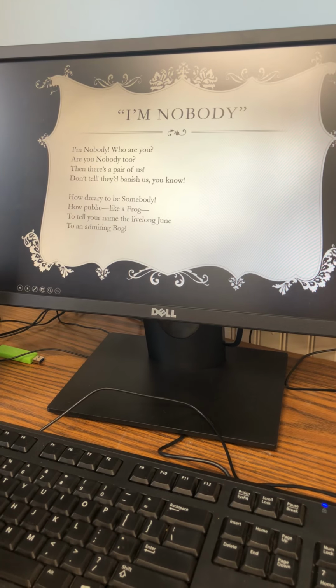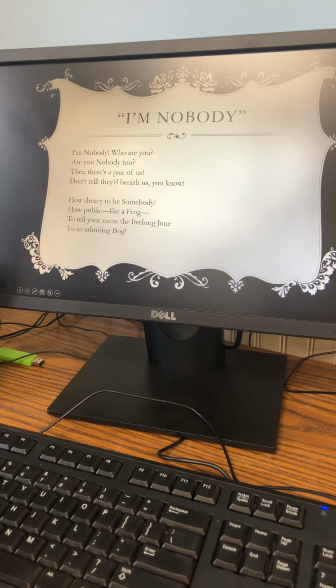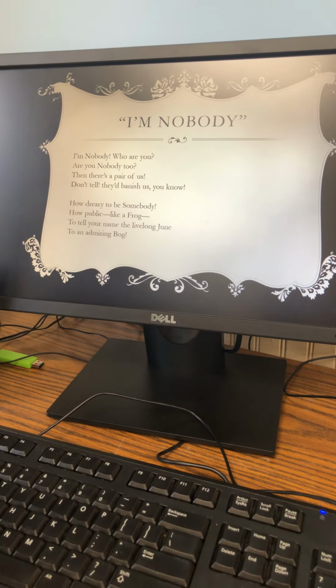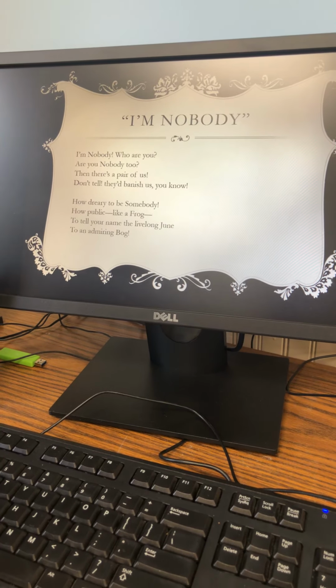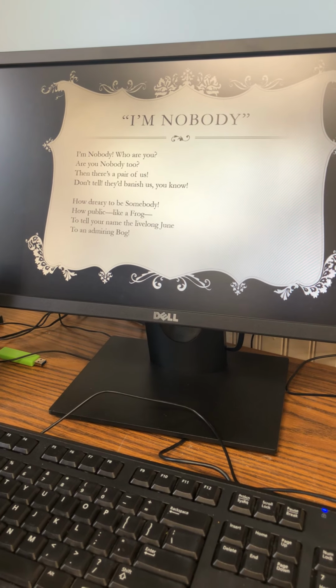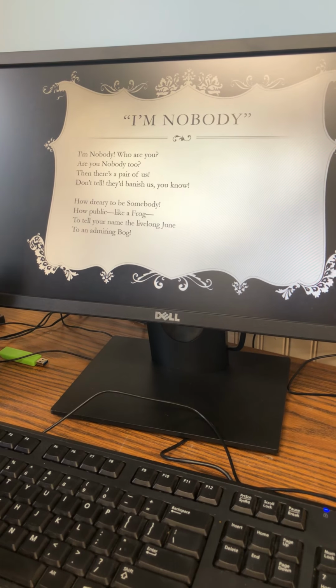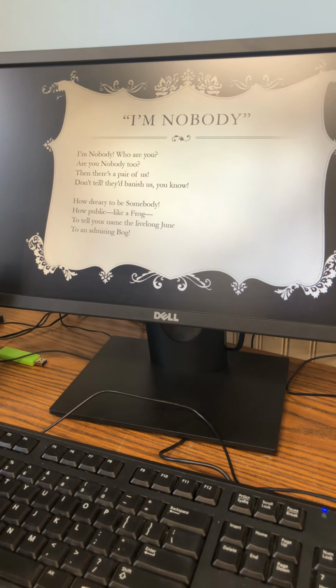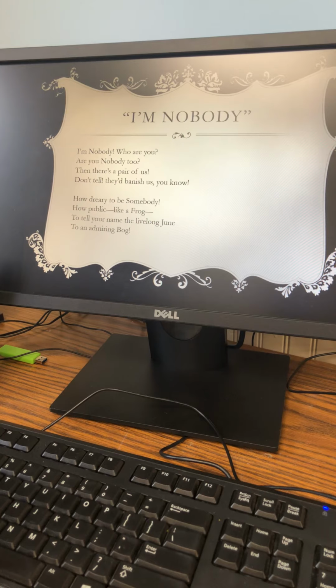Okay, here's an example of a real poem. This is an Emily Dickinson poem that we will look at later on. I'm nobody, who are you? Are you nobody too? Then there's a pair of us, don't tell, they'd banish us, you know. How dreary to be somebody, how public like a frog, to tell your name the livelong June to an admiring bog.